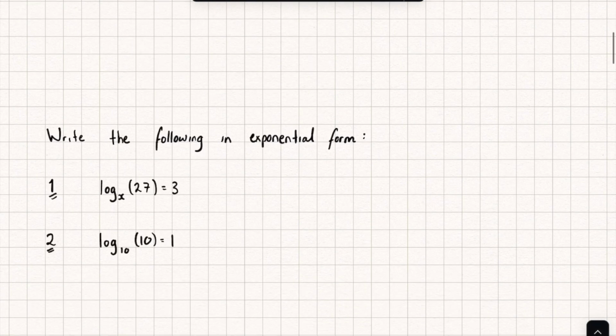The next couple, we're going to look at going from logarithmic form to exponential form. The first one is kind of an equation to solve.